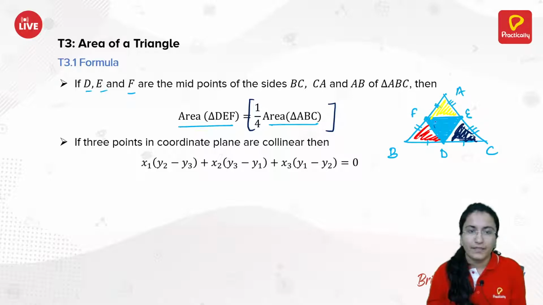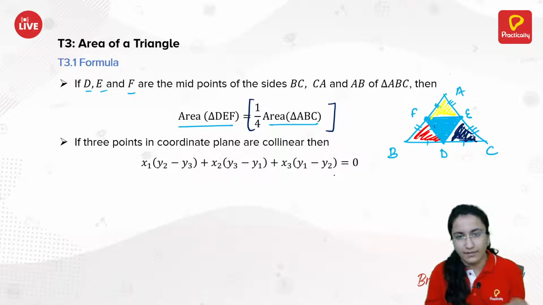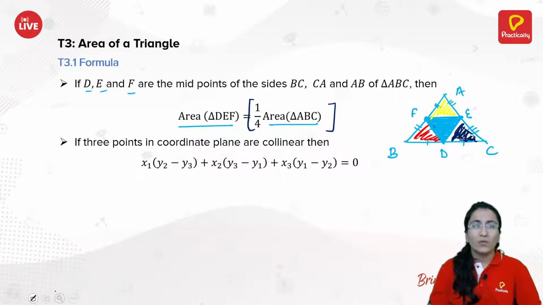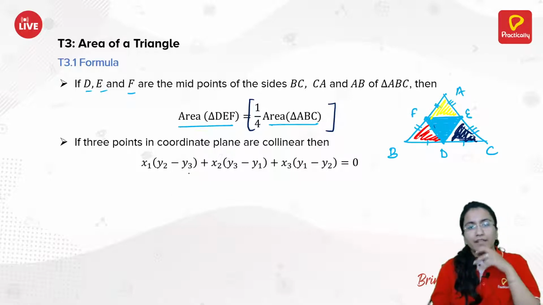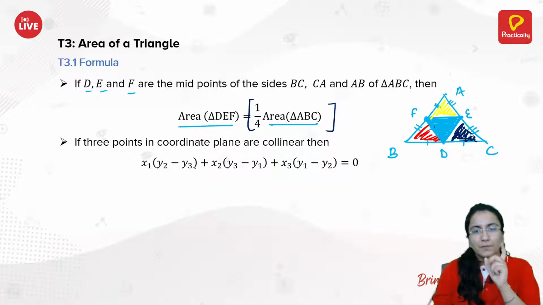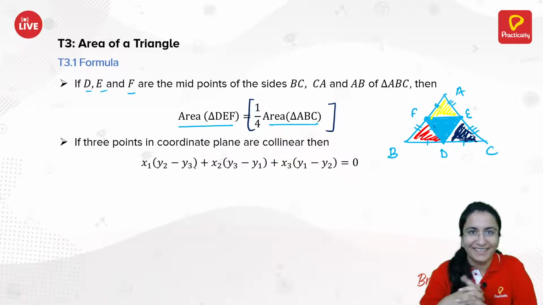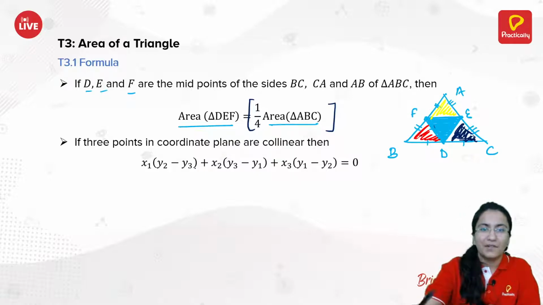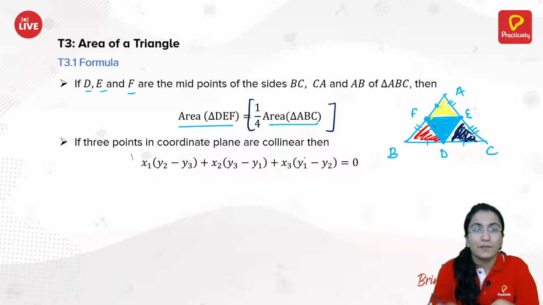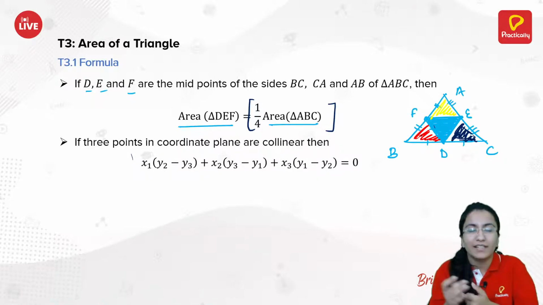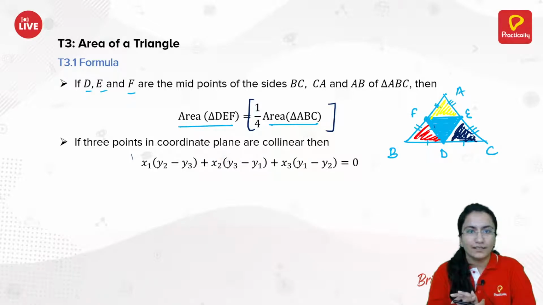Next, if 3 points in the coordinate plane are collinear, then there is this result. Now, how can you remember this result and what exactly is this result? Let's see. You have x1 into y2 minus y3 plus x2 into y3 minus y1 plus x3 into y1 minus y2 equals 0. Is this a familiar result for you? We have just studied a formula which had this. That was the formula to calculate the area of a triangle with given 3 vertices, right?